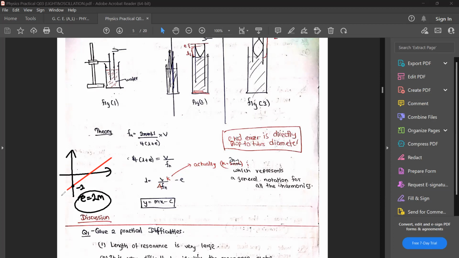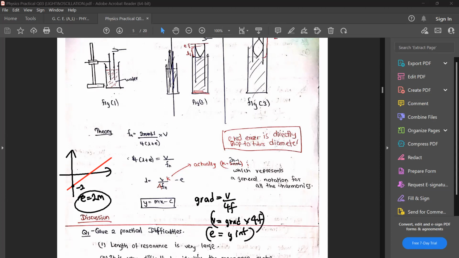And the gradient is equal to V over 4f. Therefore, we can say V is equal to gradient multiplied by 4f. This is what I told earlier. And E is equal to the y-intercept, the value of the y-intercept.